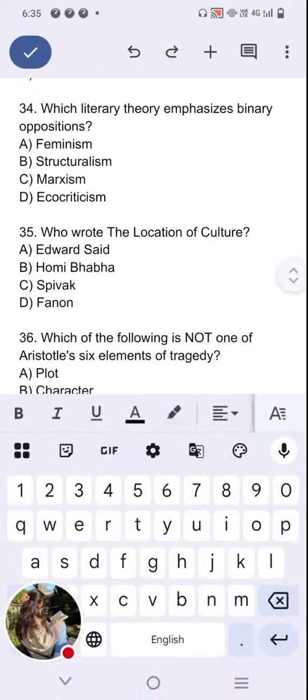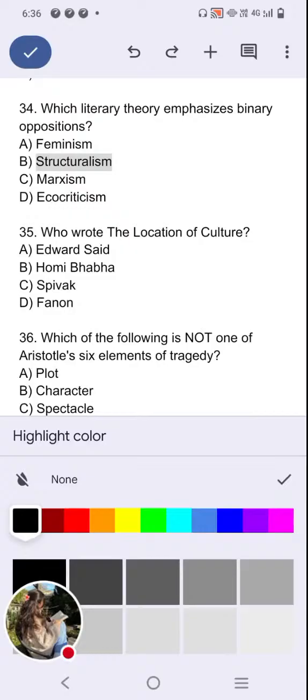Which literary theory emphasizes binary opposition? Option A, feminism. Option B, structuralism. Option C, Marxism. Option D, eco-criticism. Which literary theory emphasizes binary opposition? Binary opposition means if I say things like black, white, or yin yang, east, west, I'm talking in dual terms. This is called binary opposition. And structuralism is the theory that emphasizes this binary opposition.